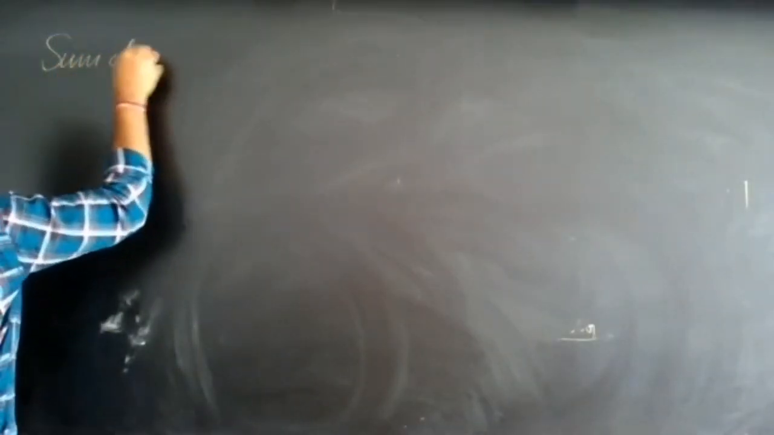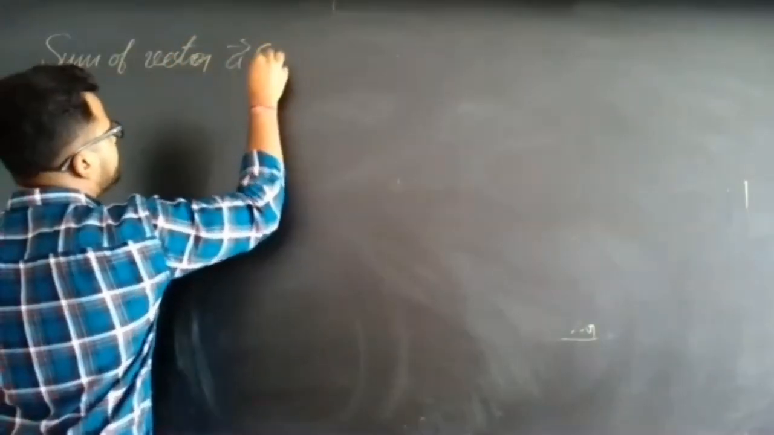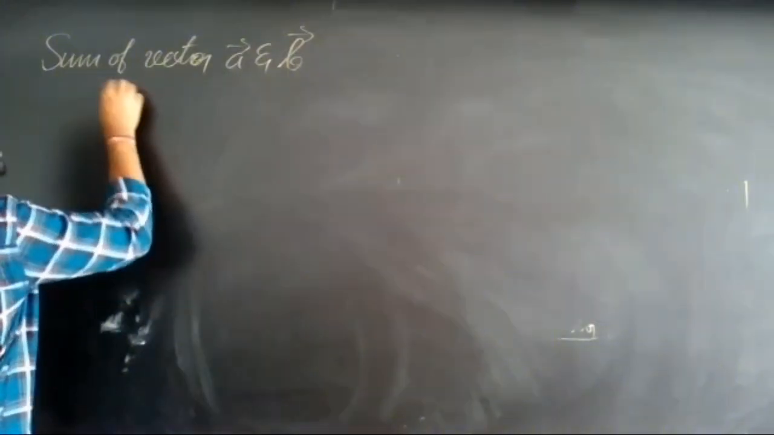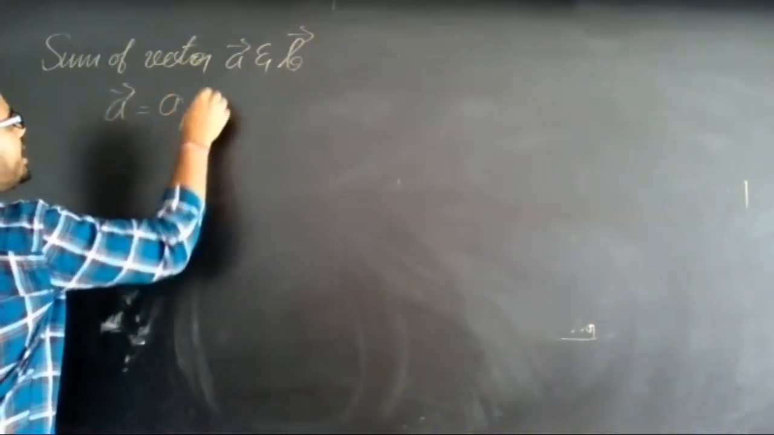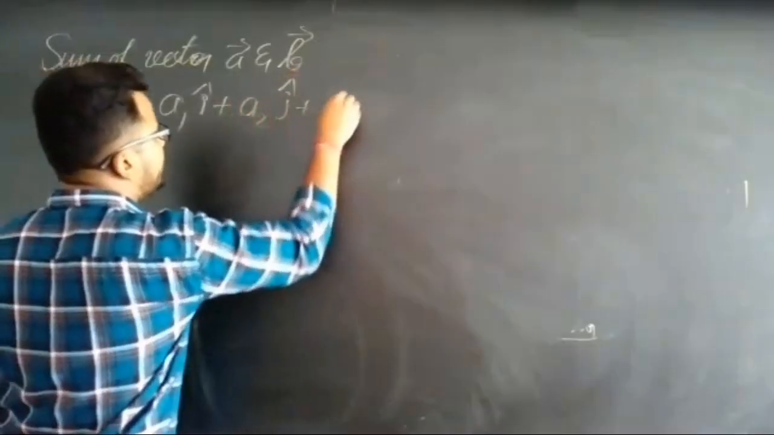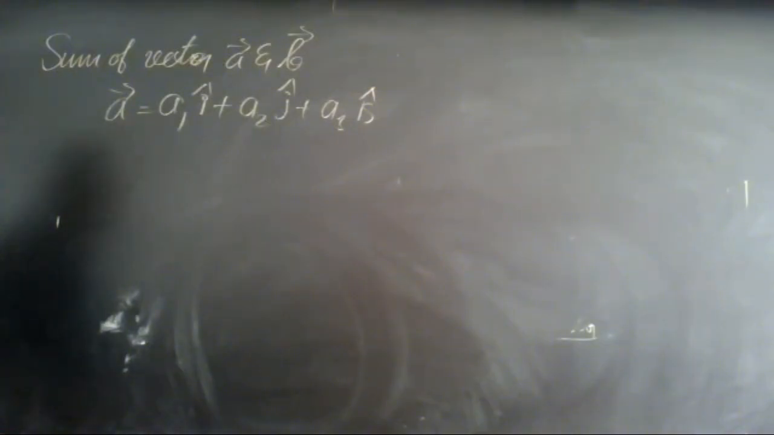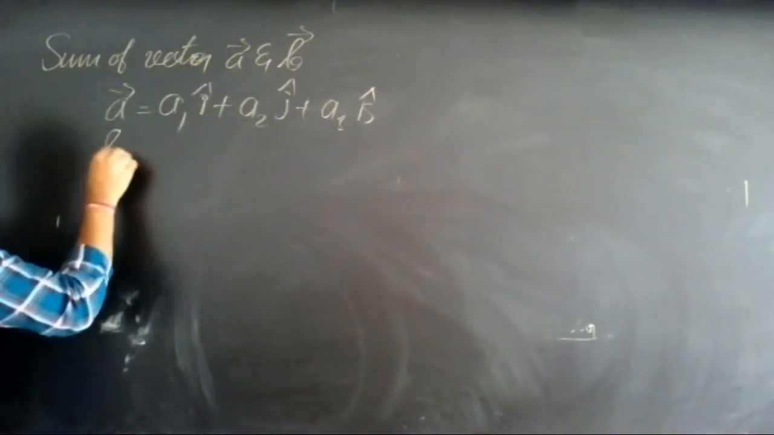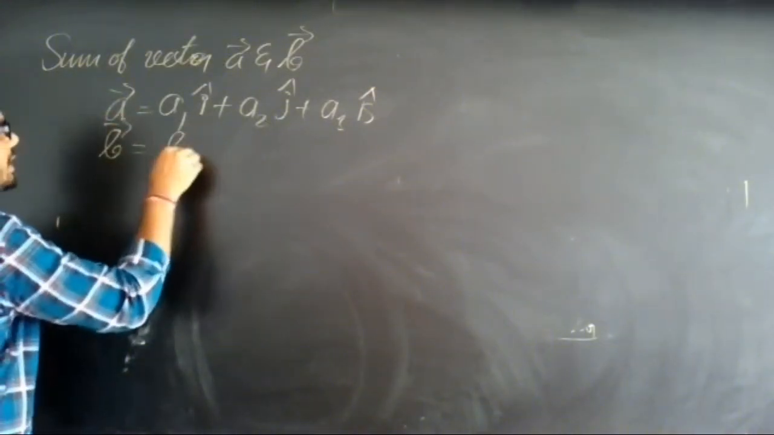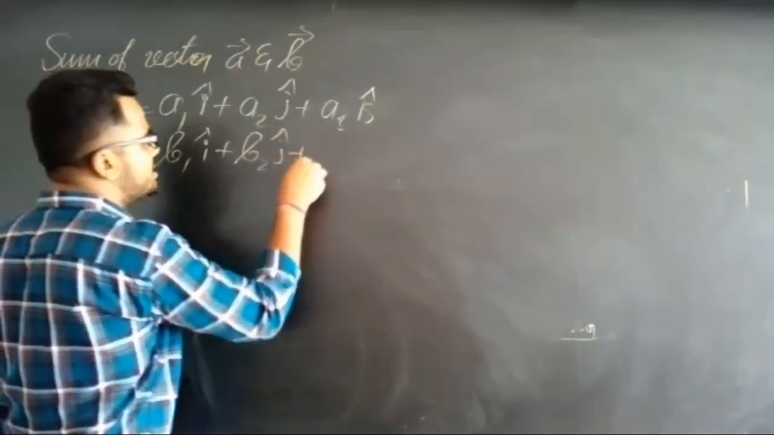The topic is the sum of vectors A and B. Let me consider vector A as A1 i cap plus A2 j cap plus A3 k cap, where these are unit vectors. Next, let me consider B as B1 i cap plus B2 j cap plus B3 k cap.